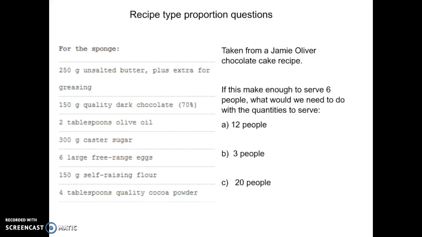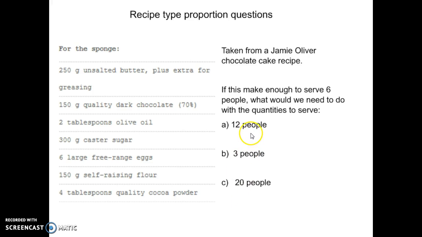So let's look at a typical question that turns up in GCSE exams. Here's a bit of a chocolate cake recipe taken from one of Jamie Oliver's recipes, and we've got butter, chocolate, oil, sugar, eggs, flour and cocoa powder, and these quantities are enough to make cake to serve 6. So we're going to look at the maths that we need to do if we want to make this cake for 12, for 3 or for 20.